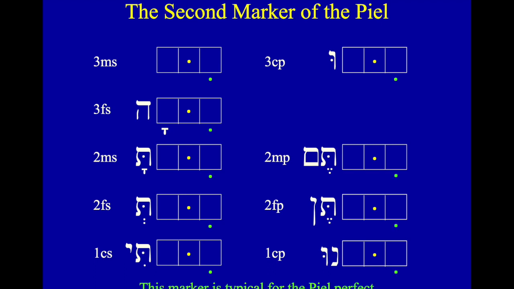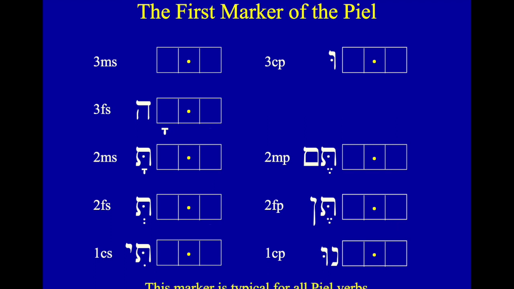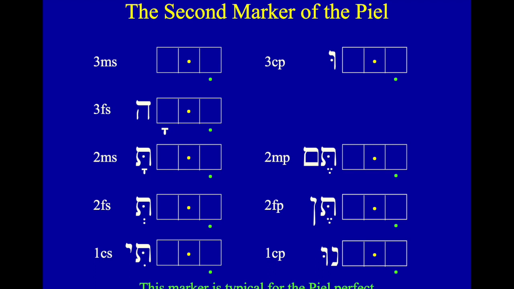There's another marker of the Piel perfect. That doubling is distinctive for all Piel forms, but the Hireq under the first radical is distinctive for the Piel perfect. So again, the marker of the Piel perfect is when you have the perfect endings, zipatata ti utem tenu, and an I-class vowel under your first radical, and that distinctive Piel marker, the doubling of the middle radical. There you go.